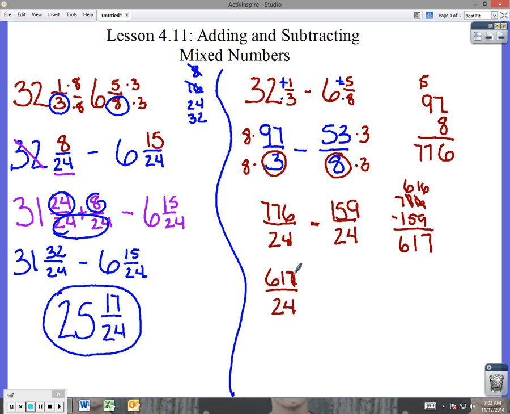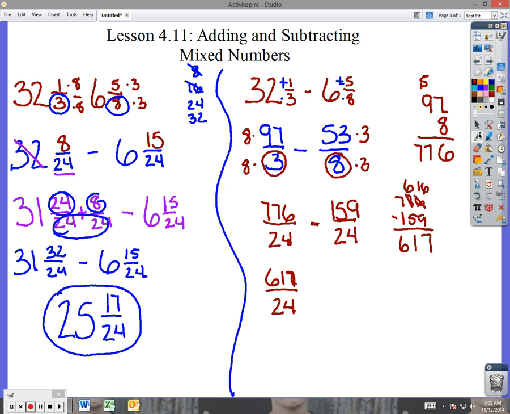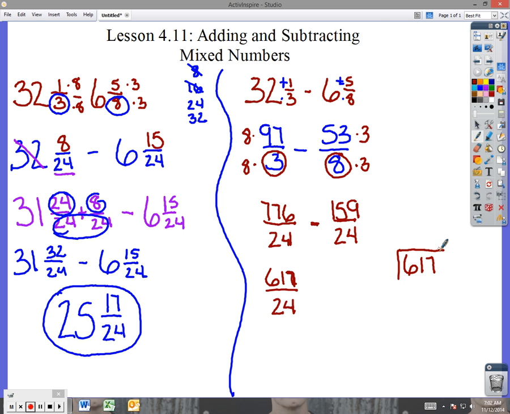Okay, still doesn't look like this. What we can do now is divide. Let me erase my calculations up here. I now take 617 divided by 24. 24 does not go into 6. 24 goes into 61.